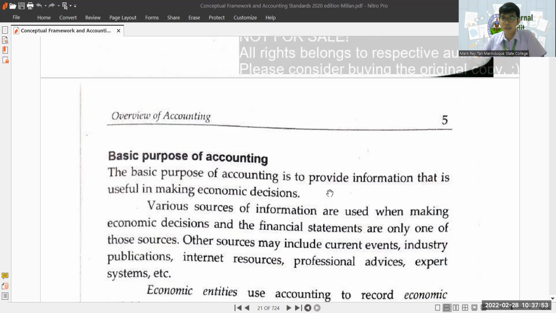Please highlight this. The basic purpose of accounting is to provide information that is useful in making economic decisions. That's the phrase. To provide information that would be useful in making decisions. What kind of decisions? Economic decisions, meaning decisions that would involve money.